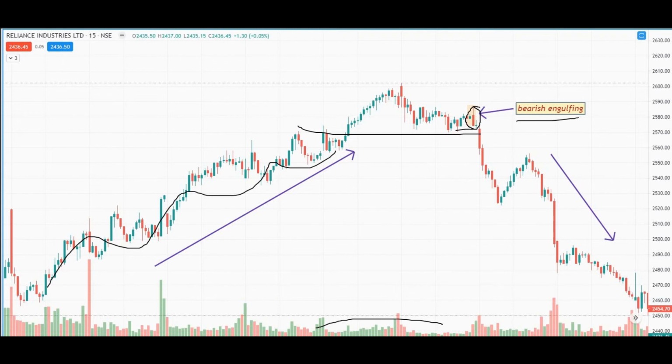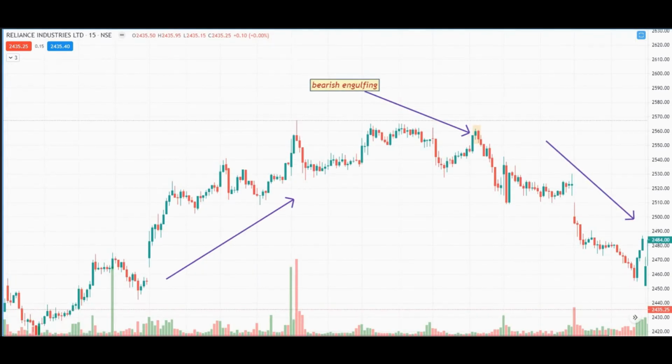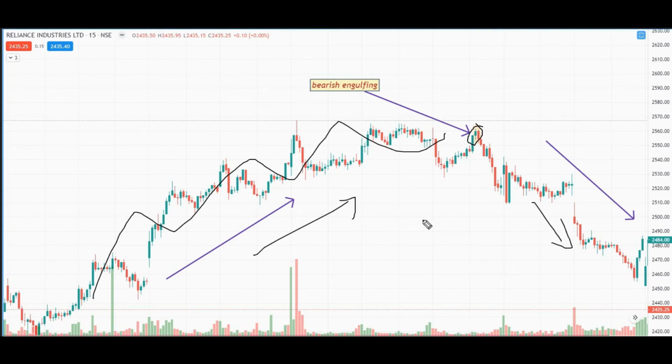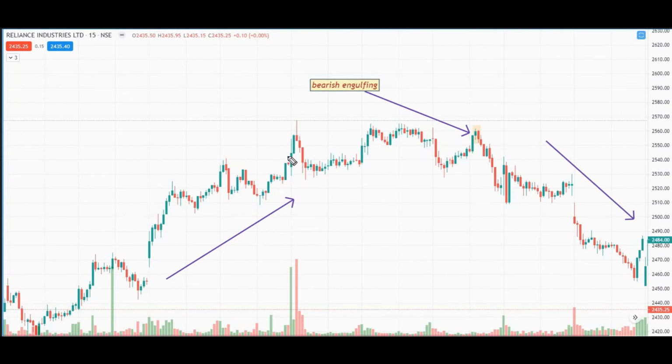Okay, so now let's look at another example. See, strong uptrend, bearish engulfing pattern, trend is changed from up to down. Here also, see, prices were in a strong uptrend with good buying pressure. Then for the first time we saw a strong selling momentum in this market.